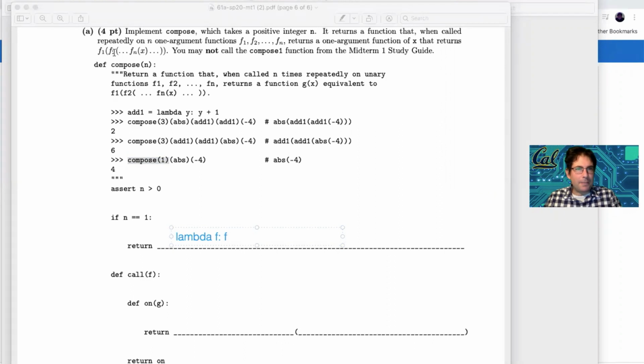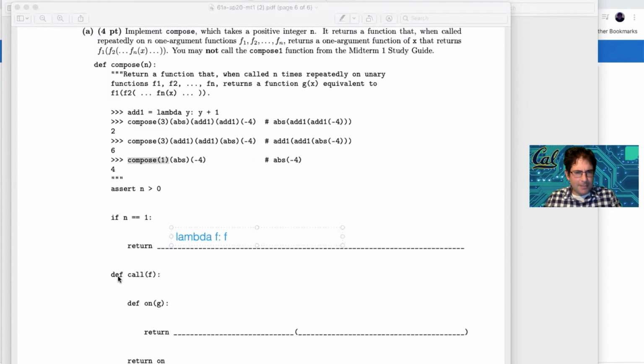So if we passed in 1 for n, and then we passed in abs for f, we'd get a function that takes the absolute value of things. If we pass in -4 to that, then we get the absolute value of -4 is 4. Okay, let's take a look at this.